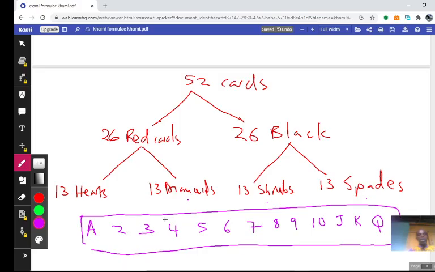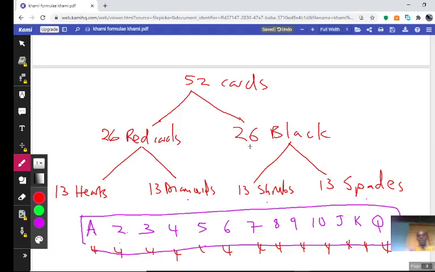Even on 2, there are also 4 twos. So of all these cards, there are 4 of each: 4 sevens, 4 eights, 4 nines, 4 tens, 4 jacks, 4 kings, then 4 queens. So to make them 52 in total altogether.